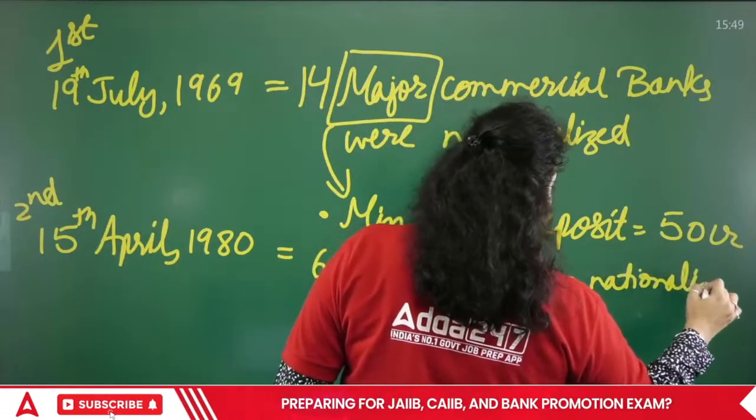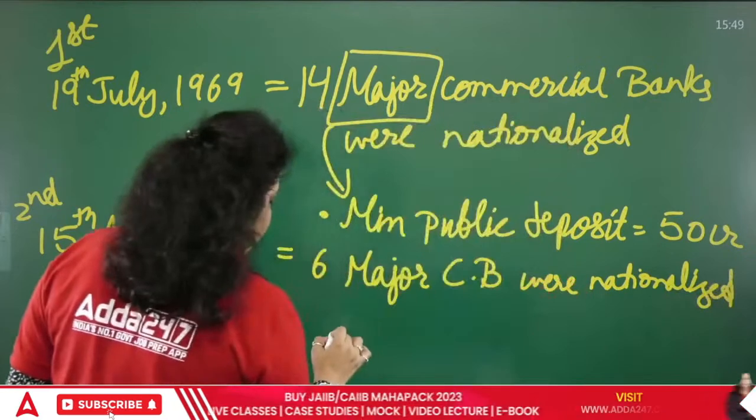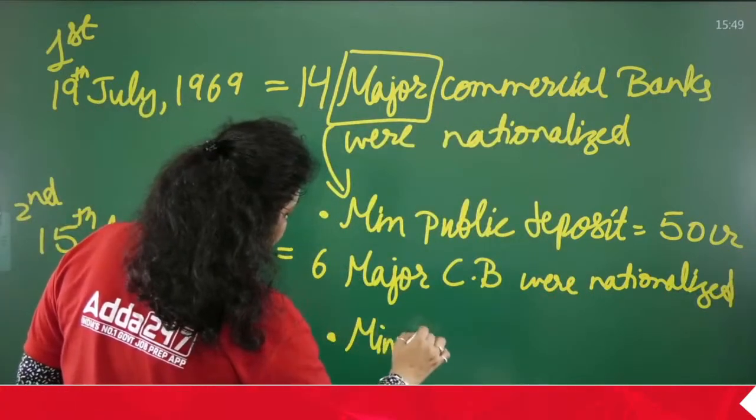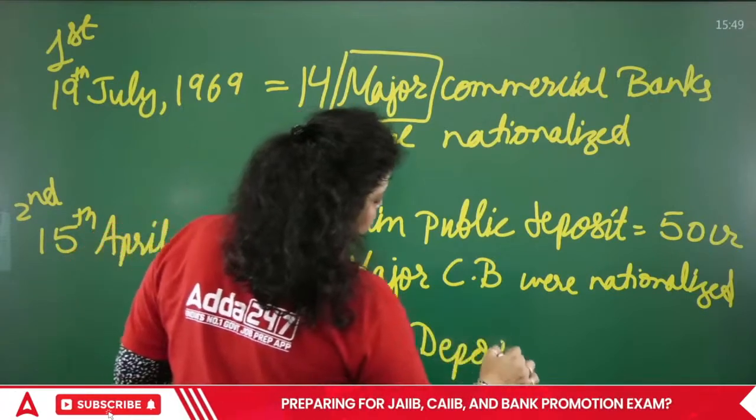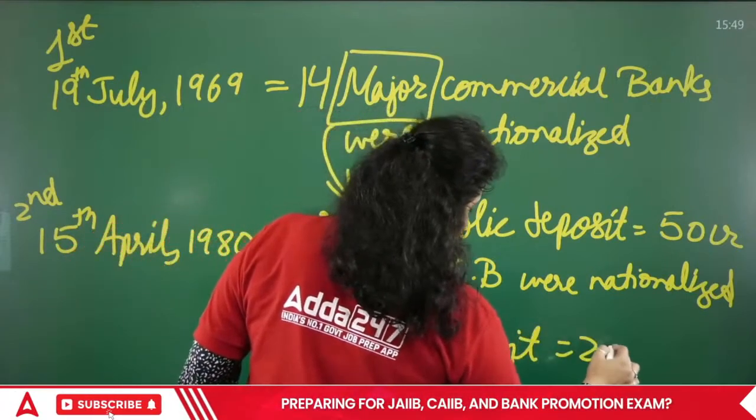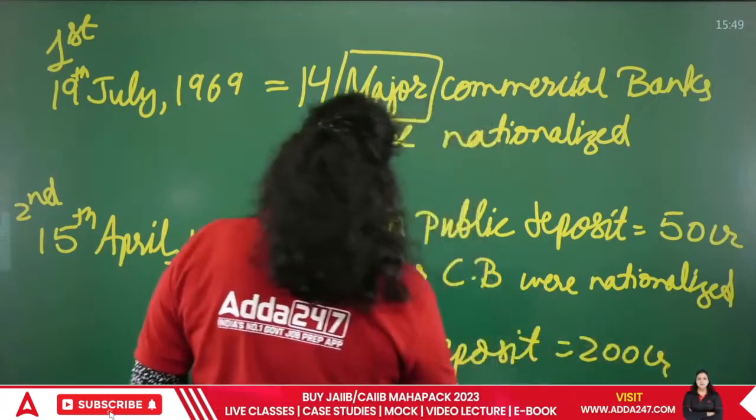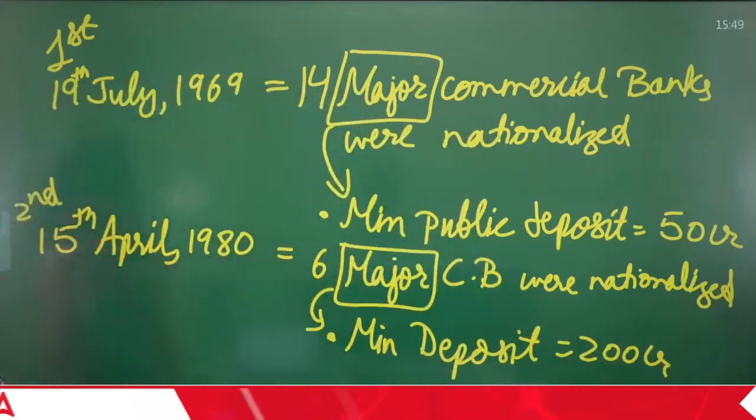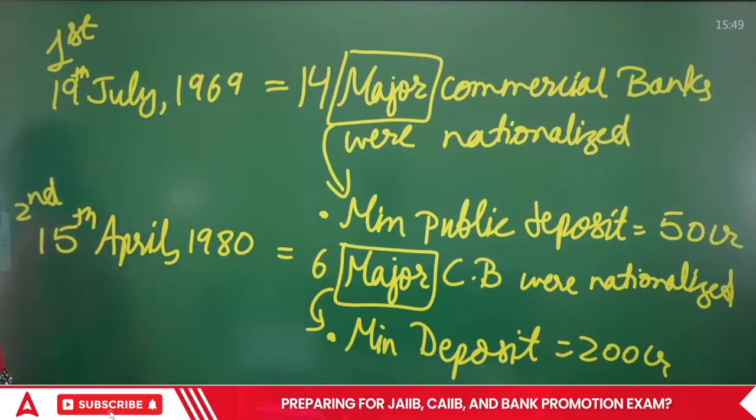Now, why only 6? Because here also there was a condition, and the condition was that the minimum deposit required was 200 crore. And we have only 6 banks in India that have a minimum 200 crore public deposit. So only 6 banks were nationalized.